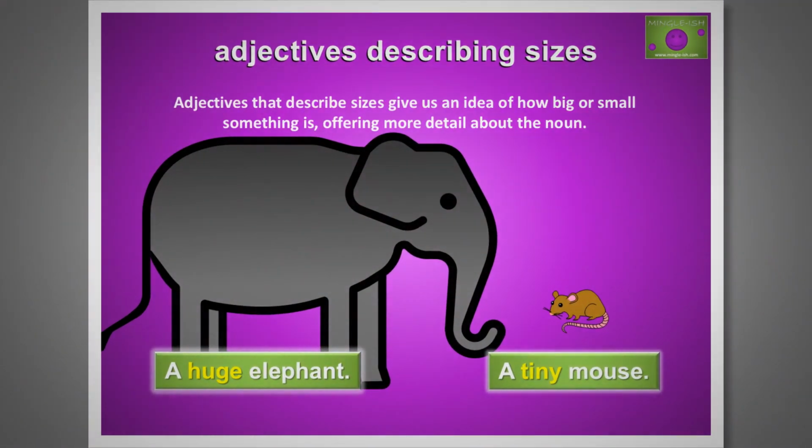Adjectives that describe sizes give us an idea of how big or small something is, offering more detail about the noun. A huge elephant. A tiny mouse.